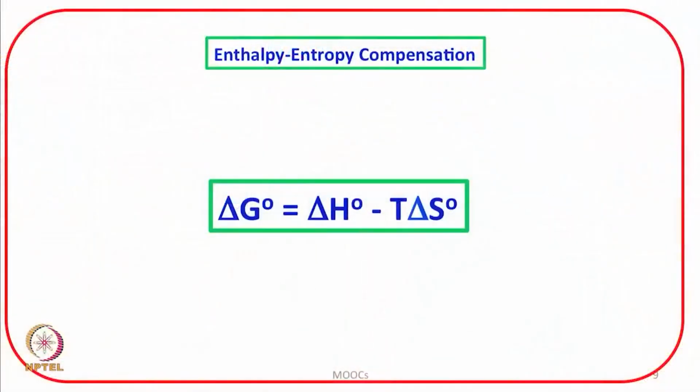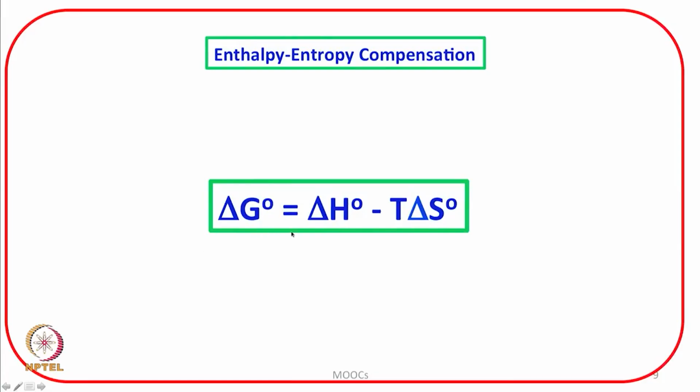Let us take a look at the slide. We have delta G naught is equal to delta H naught minus T delta S naught. The negative value of delta H naught assists more in the spontaneity of the process, and the positive value of delta S naught assists in the negative value of delta G naught, or in other words towards the spontaneity of the process. Now, it is a combination of delta H naught and delta S naught which will decide the overall effect of delta G naught.